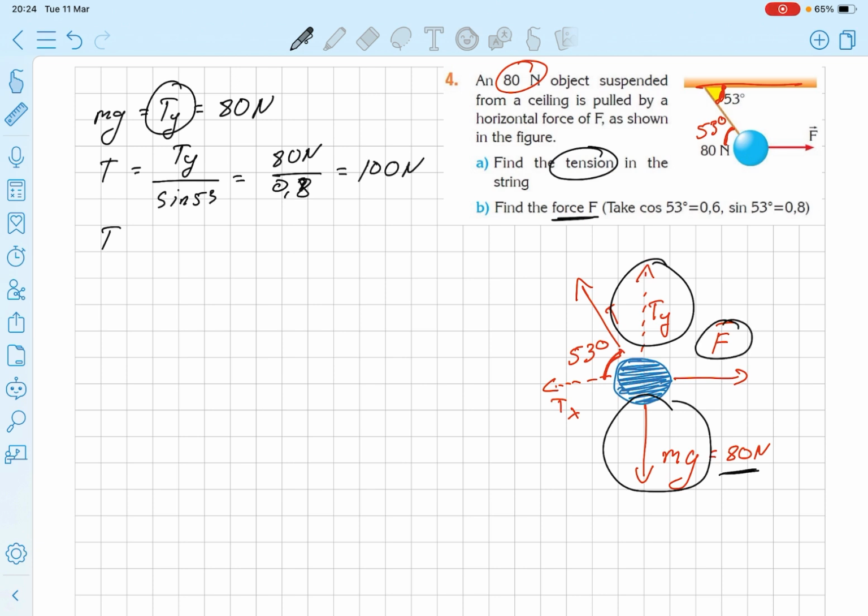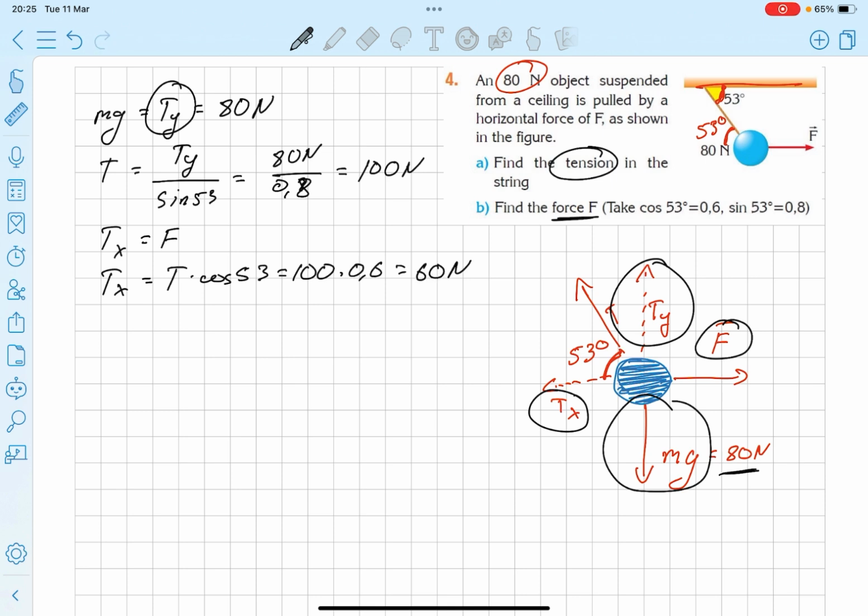So the value of this force is equal to the value of the tension by X, yeah? So I can write it like this: tension by X is equal to force. That means now I have to define tension by X firstly. Tension by X is equal to tension times cosine of 53. That means 100 times 0.6, which is 60 newtons. That means tension by X is equal to 60, which is equal to the force. The value of the force is 60 newtons.